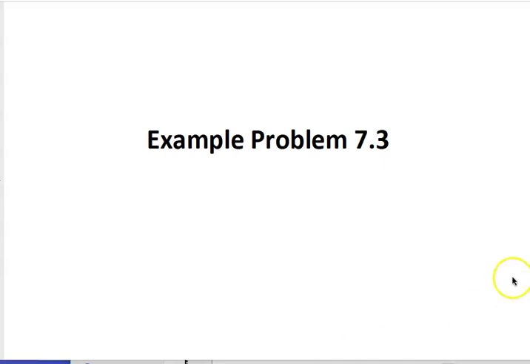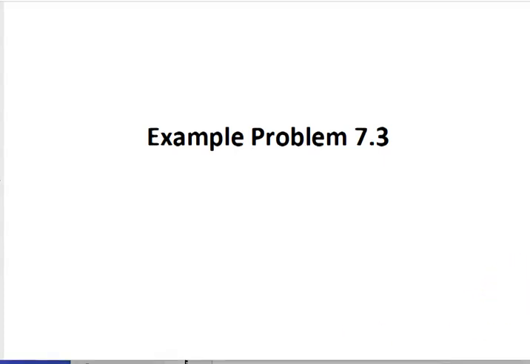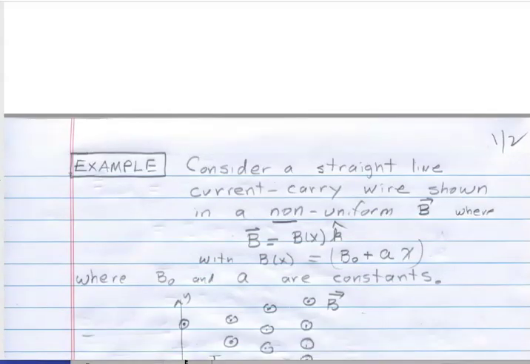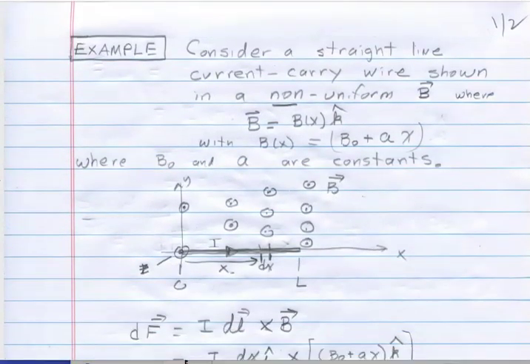The last example problem is, in some ways, the most interesting. It's the most general, really, or one of the more general ones that we'll look at. Let's look at the following situation. There was a figure drawn with this one as well, in which it says, consider a straight line current carrying wire shown in a non-uniform B, where B is equal to B of x in the k hat direction, with B of x equal to B naught plus A x, and both B naught and A are given constants.